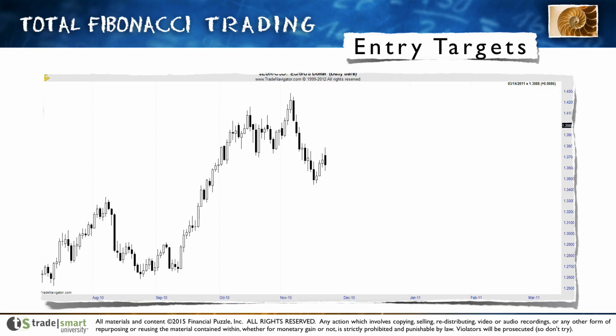Here's a graph of the euro dollar. So if you're one of my foreign currency traders, this should look very familiar to you. If you're a stock trader, no big deal. It's very, very similar. We're just not going to have as many gaps, and we may use some of the wicks a little bit more in the foreign currency than we would in the stock market.